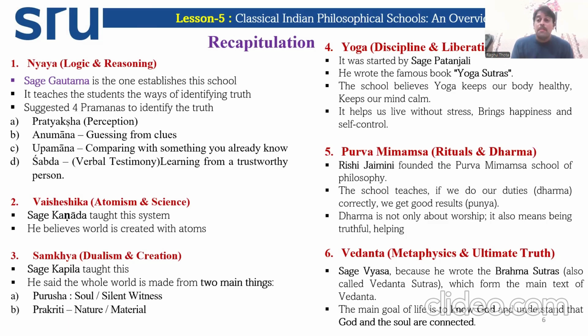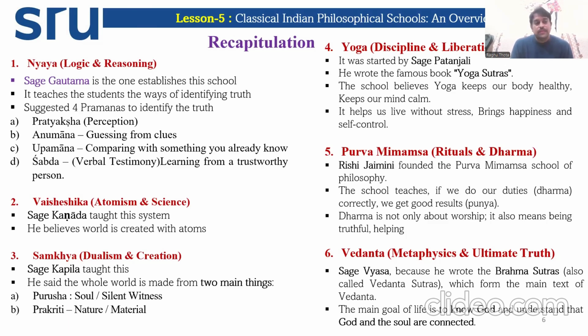That is called Upamana. And Sabda, verbal testimony, learning from a trustworthy person. Somebody might have witnessed the crime. If you feel that he is a trustworthy person, you can believe and proceed further. So these are all the four different logical ways suggested by Gautama from the school called Nyaya to identify the truth behind it. That is in brief about Nyaya school.